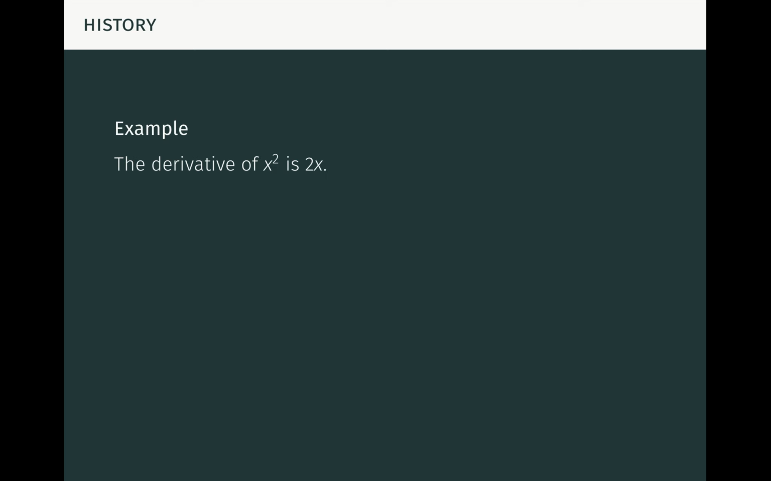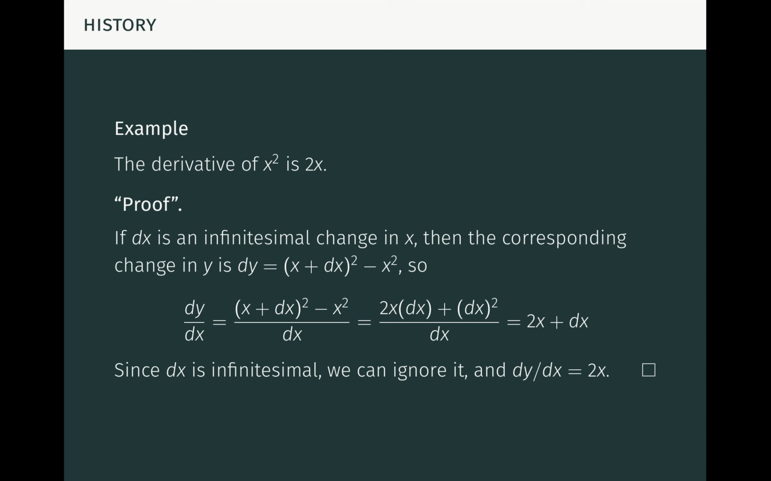Let's take a look at an example of how infinitesimals would be used to show that the derivative of x squared is 2x. So here is a quote-unquote proof using infinitesimals. If dx is an infinitesimal change in x, then the corresponding change in y is just dy, the quantity (x plus dx) squared minus x squared. So if we compute the quotient dy over dx, algebra just gives us that this is equal to 2x plus dx. But since dx is infinitesimal, we can just ignore it, and dy over dx is 2x, which is the derivative that we wanted to compute.